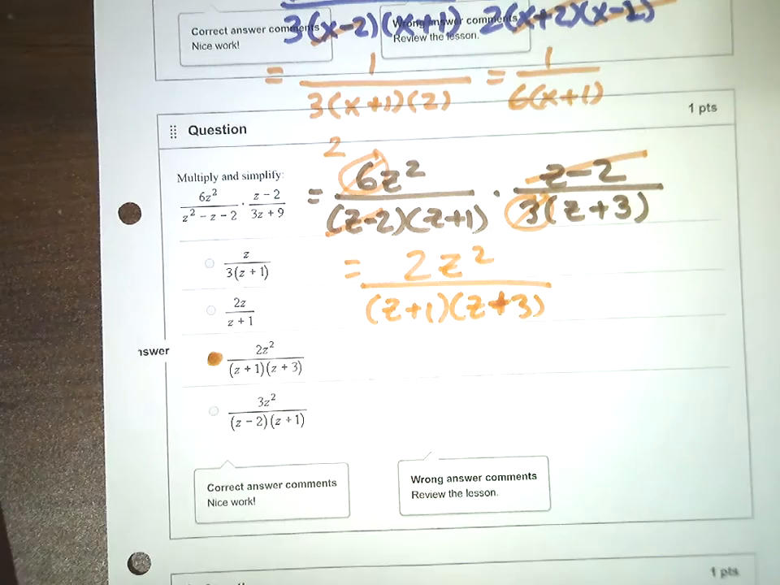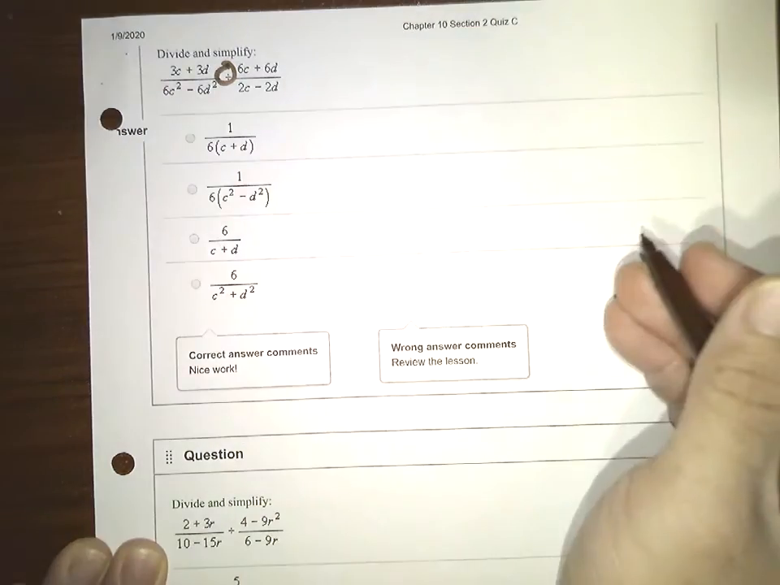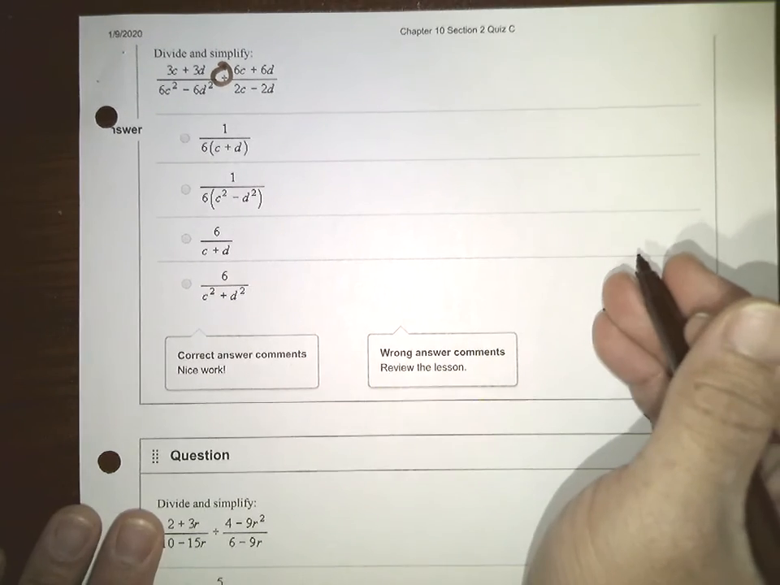There's my answer right there. All right, let's try another wonderful example here. Let's divide and simplify here. So again, this is division. So we need to multiply by the reciprocal.